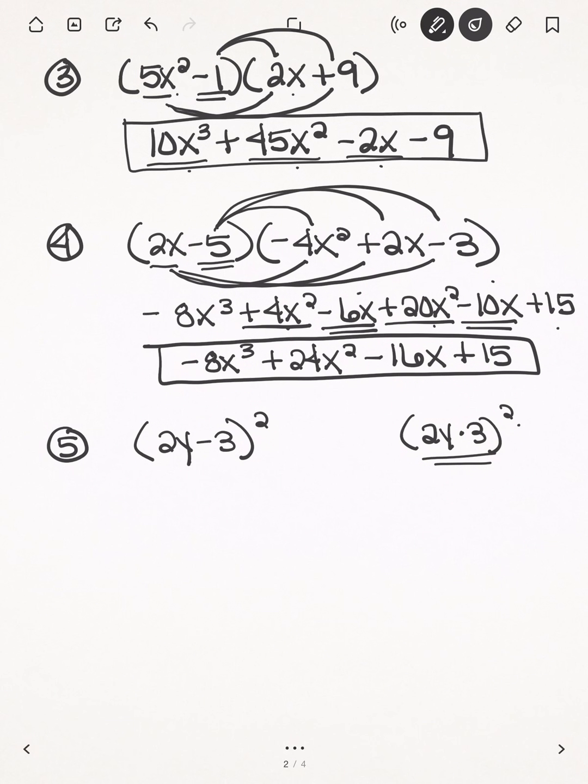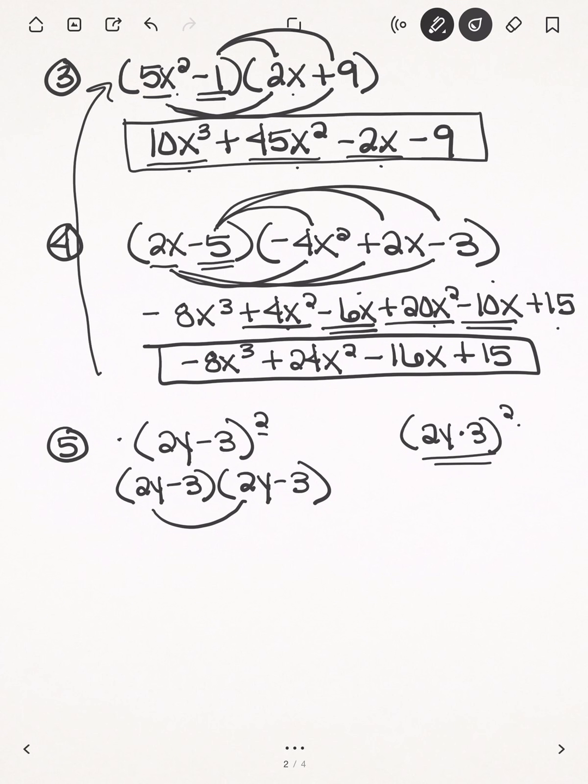This is a binomial squared. What does that mean? That means we have two 2y minus 3's. So I'm going to write this as 2y minus 3 times itself. I'm going to make this problem look like this problem up here. Now I could use distributive property twice or use my generic rectangles. So 2y times 2y would give me 4y squared. 2y times negative 3 would give me negative 6y.